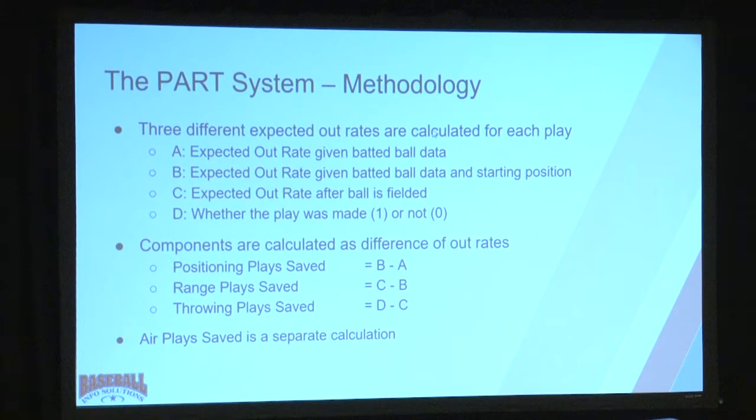Similar things are done with range and throwing play saved. There's also an out rate C that those incorporate, which is the expected out rate after the ball is fielded. So then you just take the difference between those 2 different out rates for each one, and you get the play saved contribution. You'll notice air play saved isn't really on there. As I said, this is only for ground balls and short line drives. Air play saved is a separate calculation, and it's just its own thing.